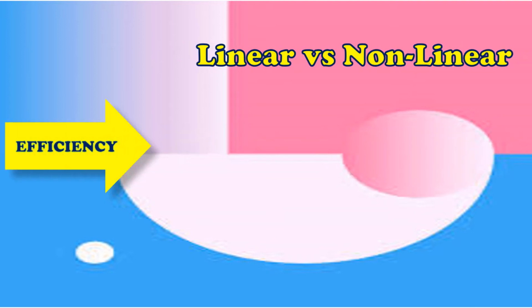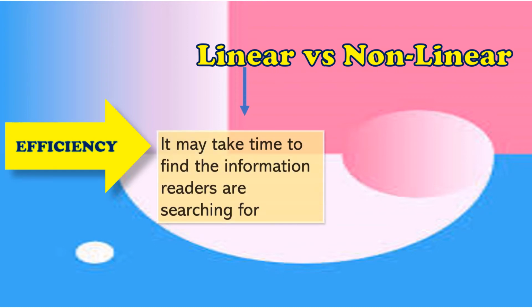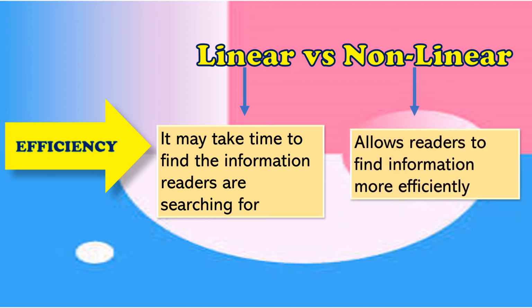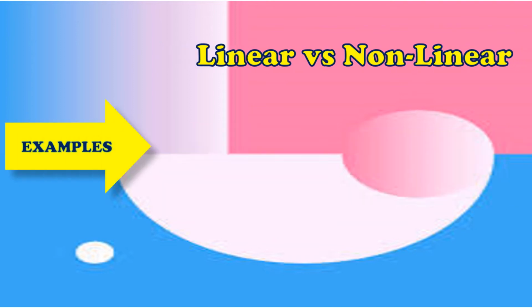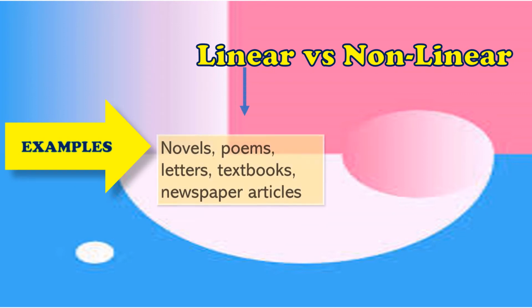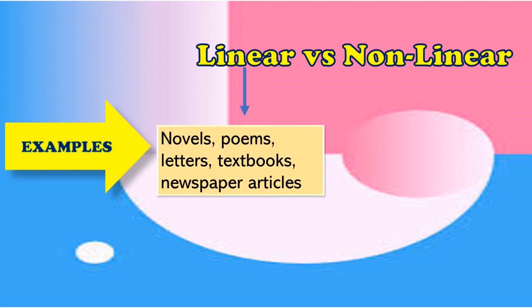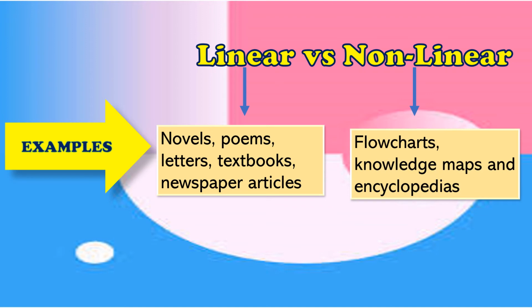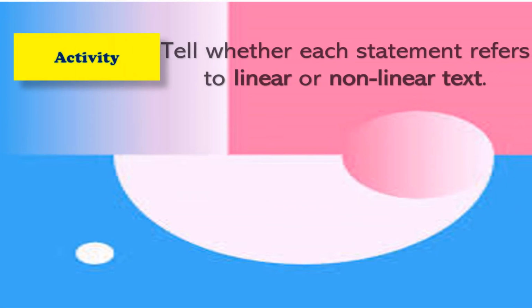And when it comes to efficiency, with linear text, it may take time to find the information readers are searching for, while the nonlinear text allows readers to find information more efficiently. And for the examples of linear: novels, poems, letters, textbooks, newspapers, articles. And the examples of nonlinear: flowcharts, knowledge maps, and encyclopedias. Let us have the activity.